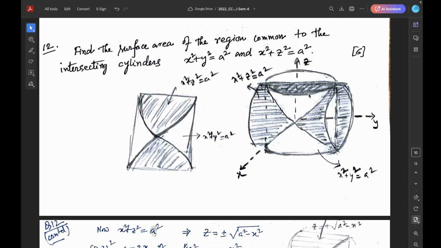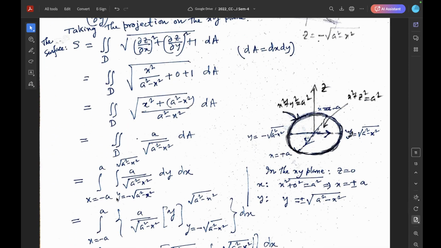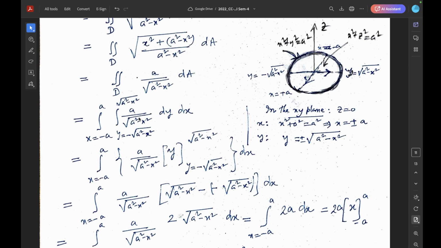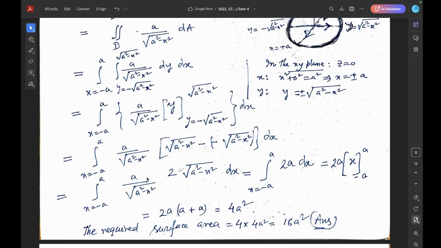So for this vertical cylinder, this outer circle, and this inner portion coming from the horizontal cylinder x square plus z square equal to a square, this is the projection on the xy plane. So the y limit is minus root over a square minus x square to root over a square minus x square, with dy dx, and the x limit is minus a to a. We integrate with respect to dy. This is a function of x only, so we get y, and putting in the limits, this cancels, so we get 2a into dx, with x from minus a to a.